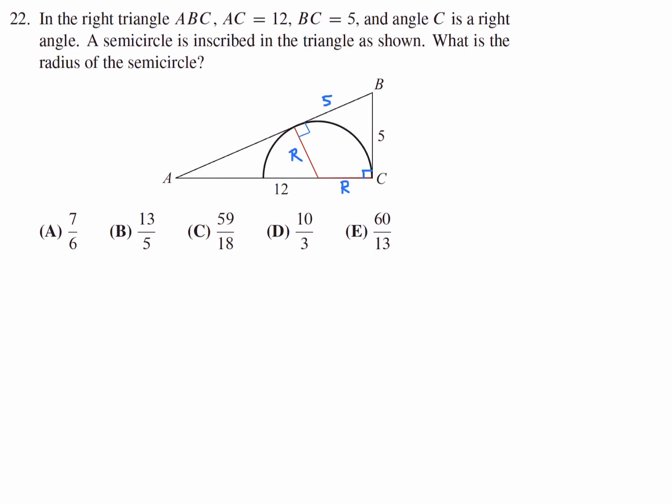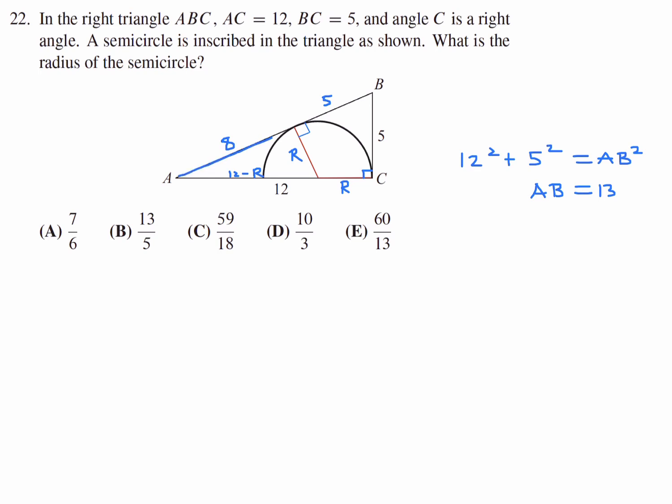And then from Pythagoras, you can easily figure out that 12 squared plus 5 squared is equal to AB squared, and that AB is therefore equal to 13. So this whole distance is 13, and this distance is 5, so that means this distance is 13 minus 5, which is 8. And then this whole distance is 12. This distance is R. So the distance from there to there is 12 minus R. So put 12 minus R.